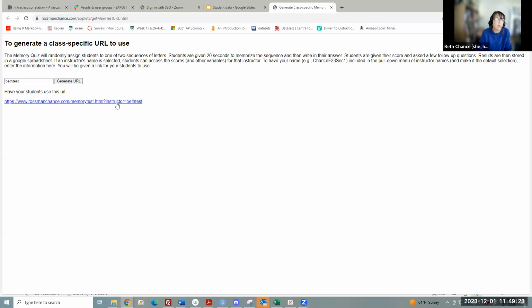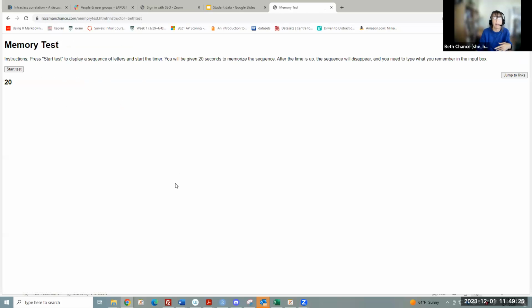And then they can do this test online. Again, it's going to collect the data. They start the test, and there's going to be a sequence of letters. They're told they have 20 seconds to memorize that sequence of letters in order, and then they're going to write down the sequence. We've built in some things, so hopefully they can't just copy this and save it after using it with students, because this sequence is going to go away in a second.